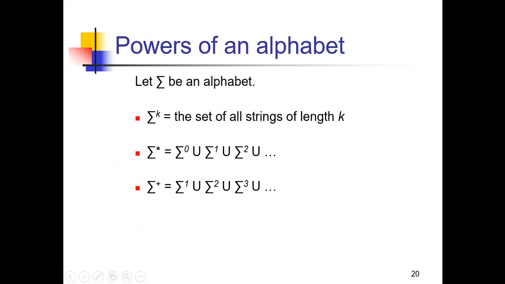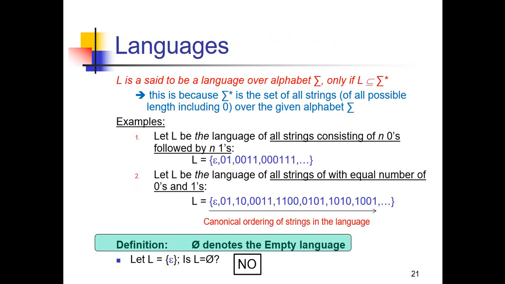Power of alphabet is given here. This means the closure, and it starts from the 0th position, and the plus means it's the positive closure. It starts from the 1st position. Here we have the definition of the language. L is said to be a language over an alphabet only if L is a subset of the Kleene closure. Here are some examples of languages.